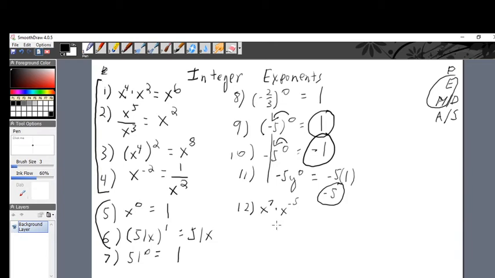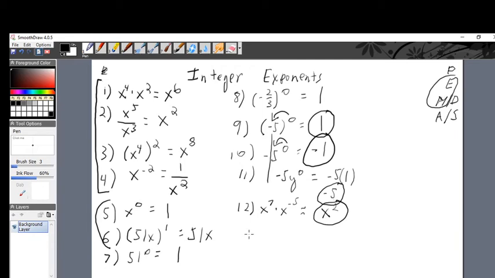Problem number 1. There's a power x, they're multiplying each other, and they each have exponents. So what does number 1 tell us to do? Add the exponents together. Let's do that. Add these 2 exponents together. 7 and -5 is 2, and therefore the final answer is x to the 2. The rule works no matter what, even if there's negative numbers in there.